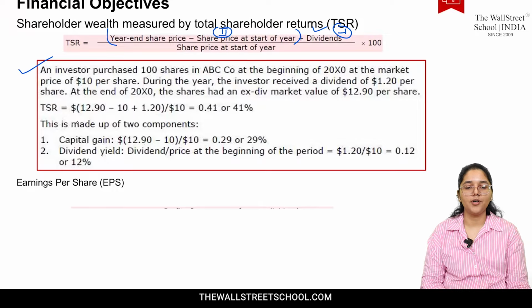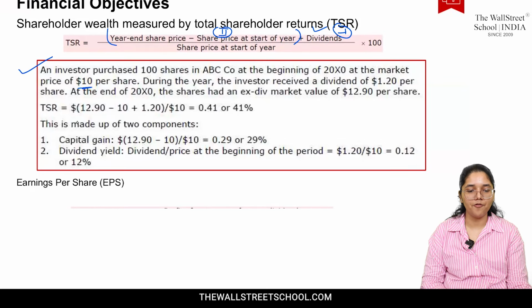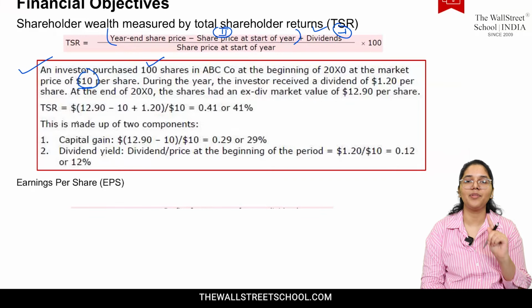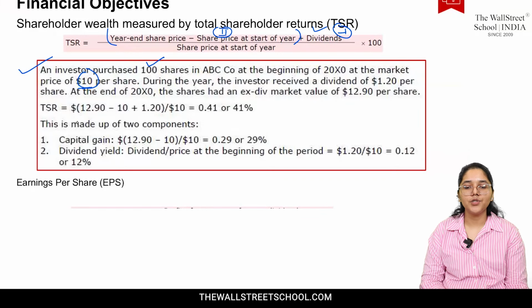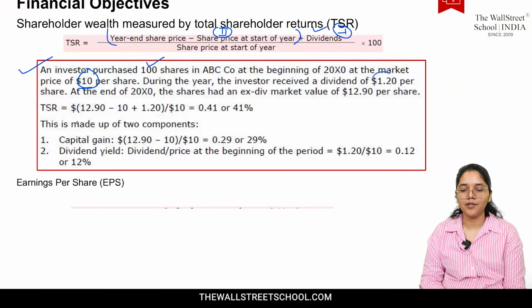So an investor purchased 100 shares in ABC at the beginning of 20x0 at the market price of 10. So you have purchased how many? 100 shares at a price of 10 per share. So this is the share price at the beginning of the year. During the year, the investor has received a dividend of 1.2. So this is the first type of income, the dividend income per share. At the end of 20x0, shares have an ex-dividend market value of 12.9.